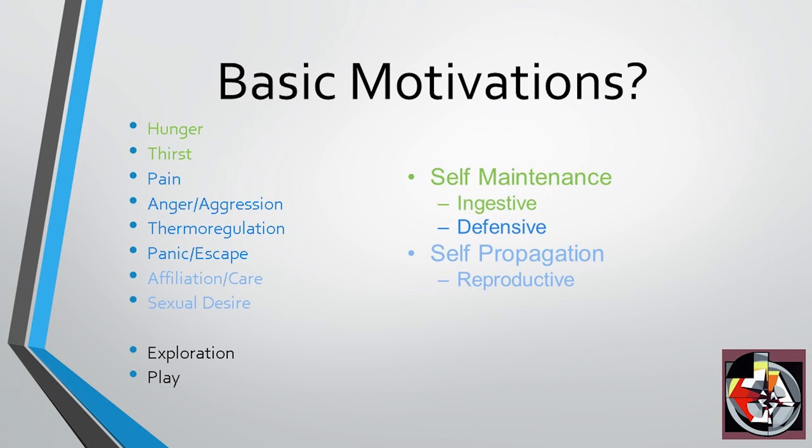So there's an ingestive set of basic motivations that go with self-maintenance. That's hunger, thirst. There's a set of defensive motivations: pain, anger, thermoregulation, panic and escape. And then there's motivations that are associated with reproduction: affiliation, care, and sexual desire. And then I put exploration and play sort of outside of that, I would say, because those two things serve both of these approximately equally.